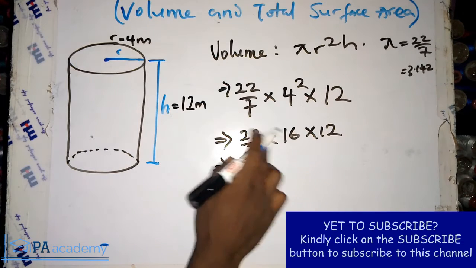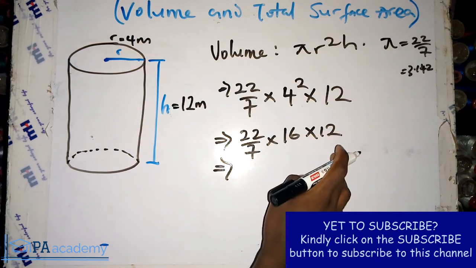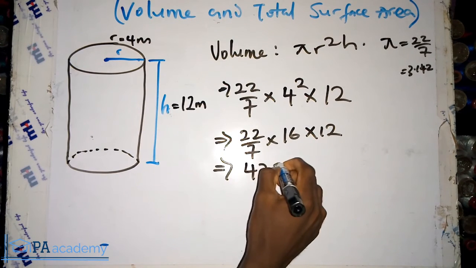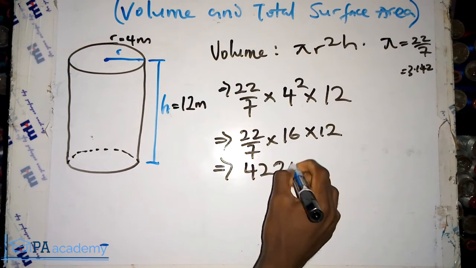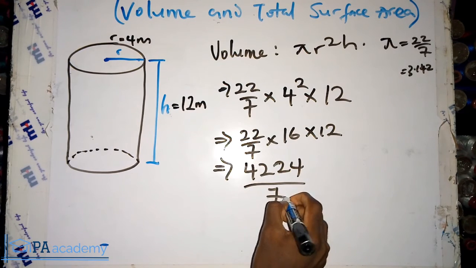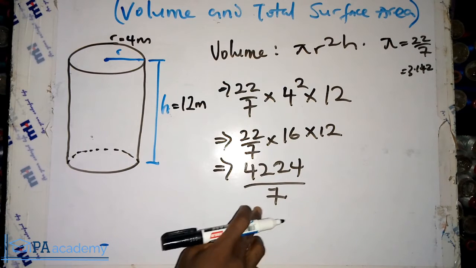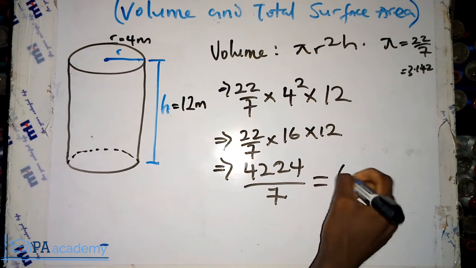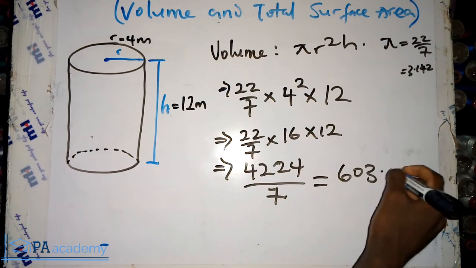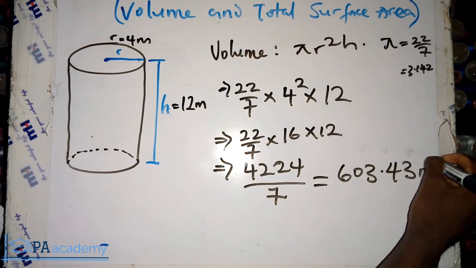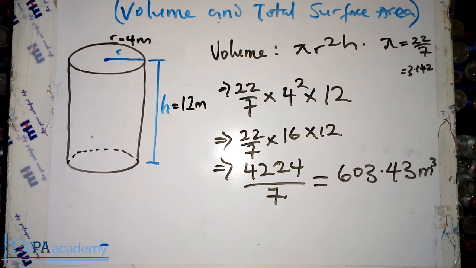So if you multiply 22 times 16 times 12, that will give us 4,224 over 7. So if you divide 4,224 by 7, that will give us 603.43 meter cube. Don't forget your units. So here is the solution for the volume of a cylinder. You can see that it's very simple. So the next thing we are going to calculate is the total surface area.